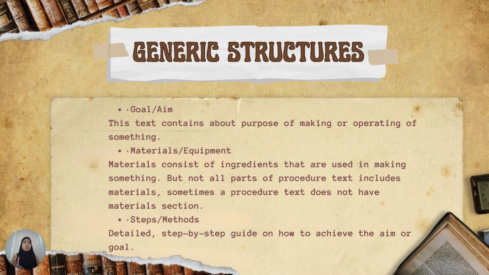Second, materials or equipment. Materials consist of ingredients that are used in making something, but not all parts of procedure text include the materials. Sometimes procedure text does not have material sections. The third is steps or methods. A detailed step-by-step guide on how to achieve the aim or goal. So the steps or methods show the readers how to do it.